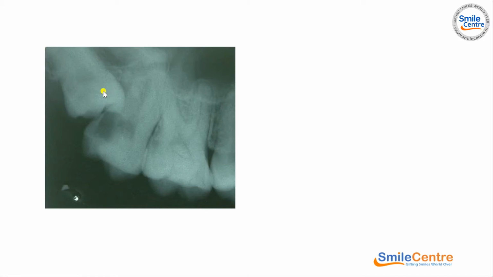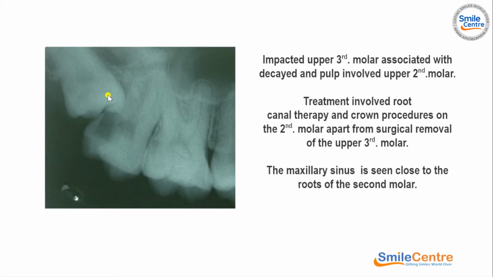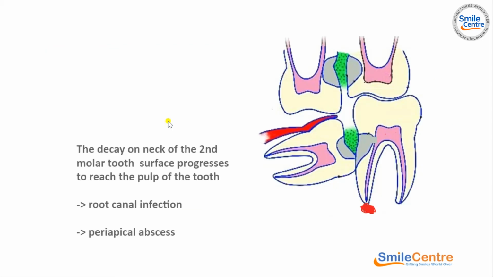Here is another picture of an impacted wisdom tooth, the upper wisdom tooth, which is impinging on the adjacent second molar, and it has caused a lot of infection here. We need to surgically remove this tooth and then do a root canal on the second molar. Only then can the problem be solved.